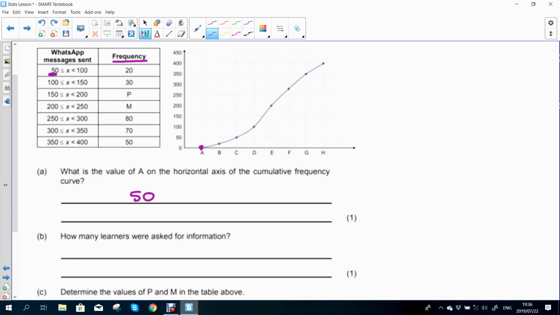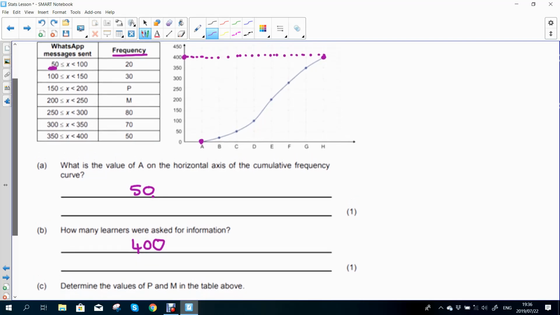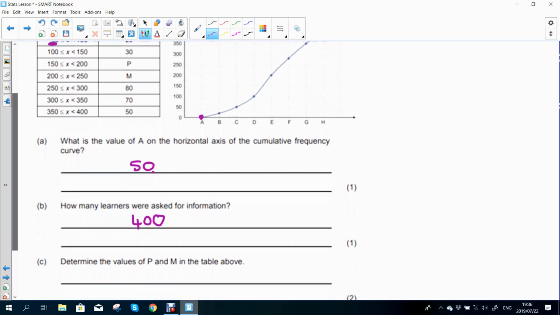Then how many learners were asked for information? So how many learners did we interview? And Miss Easter said the highest value that your ogive reaches, which is the last value of your cumulative frequency curve, that is your total of people that you are surveying, or the total of data that you are working with. So that is 400.